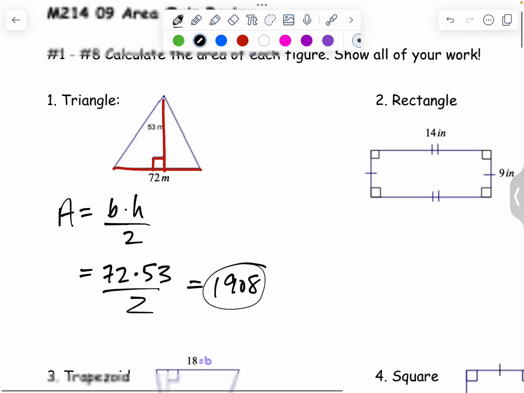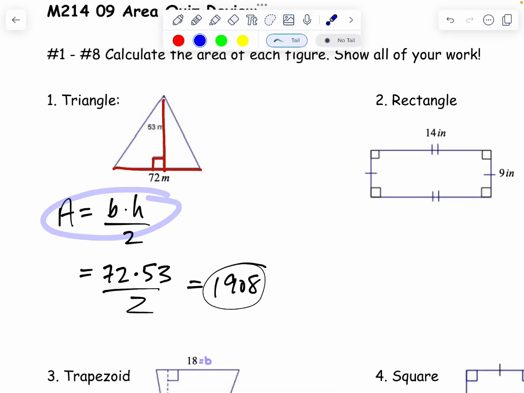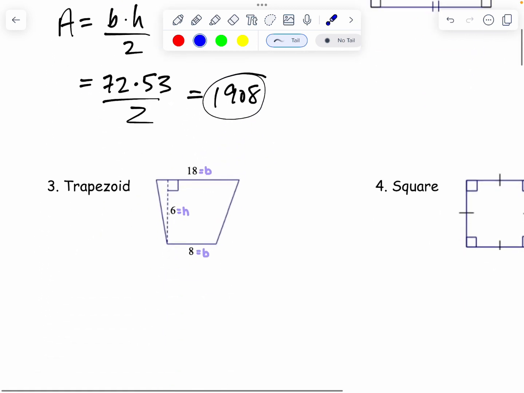Okay, I'm going to give 3 points for each of these. 1 point for writing the formula, 1 point for plugging in the numbers correctly, and 1 point for the final answer. Let's do the trapezoid, number 3.